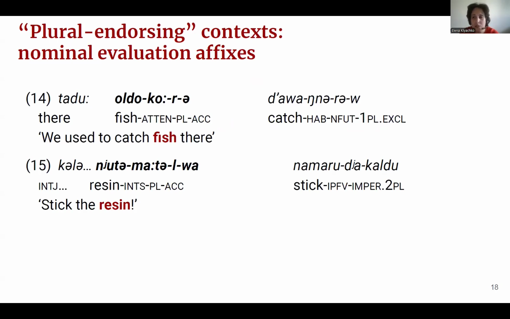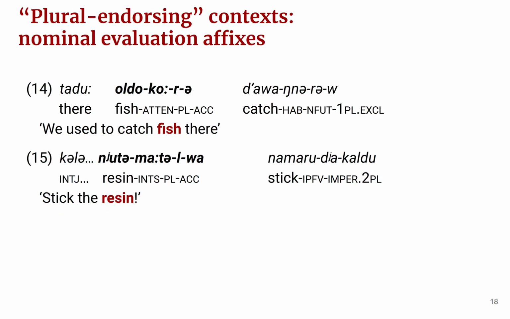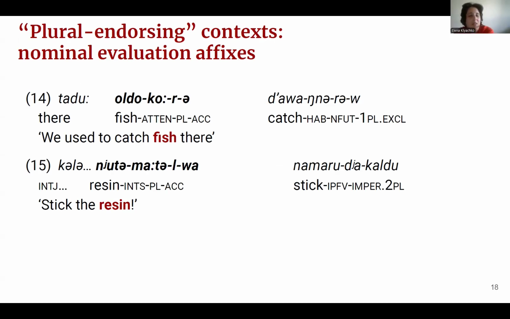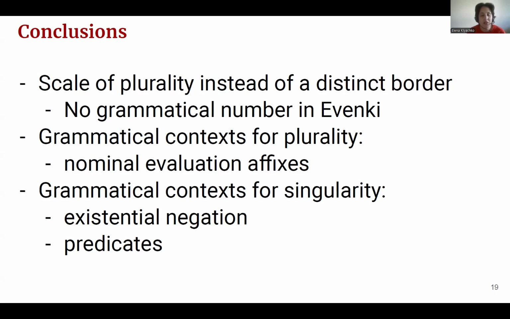In 14 and 15, on the contrary, plural forms are used, which is typical with nominal evaluation affixes. In 14, there is an attenuative marker con, and in 15, there is a mater, an intensifier. We can suppose that plural form is more marked than the singular form, and these nominal evaluation affixes require more markedness from the noun.